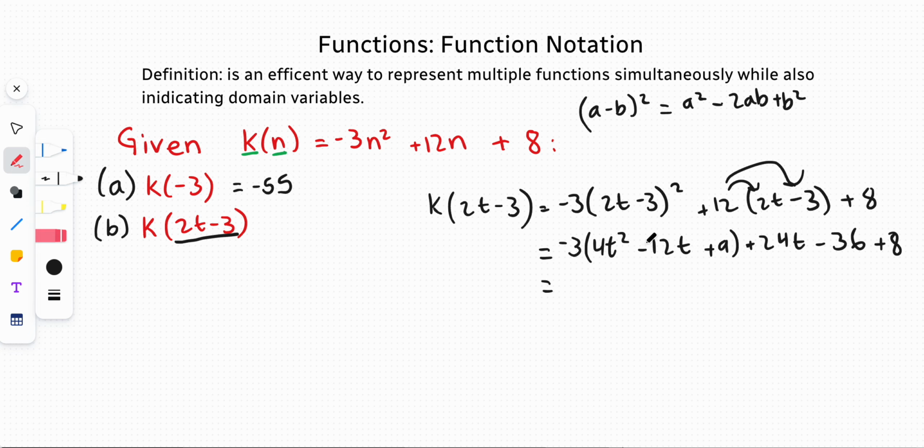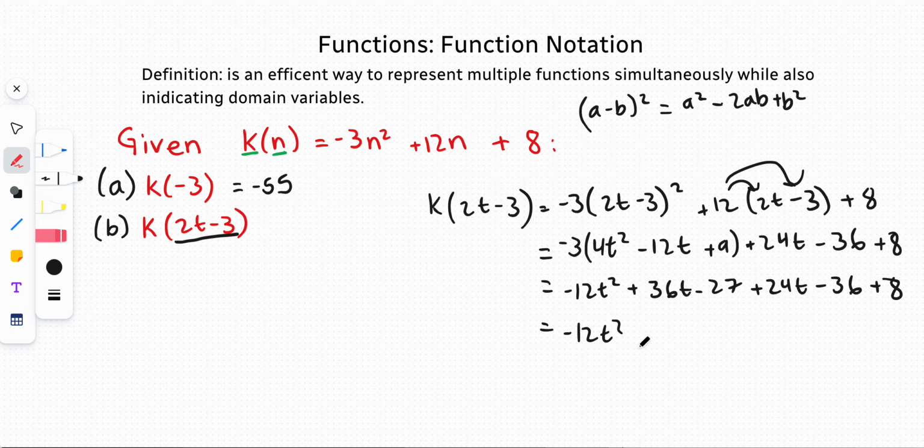So we can distribute this -3 to this parentheses right here. So we get -12t squared plus 36t minus 27 plus 24t minus 36 plus 8, right? So now all we have to do is just combine our like terms, right? So we look for our t squared. We only have one term, which is -12t squared.